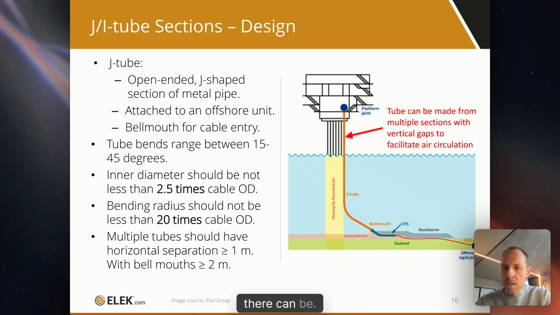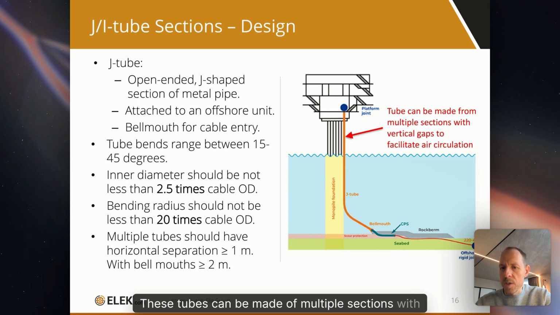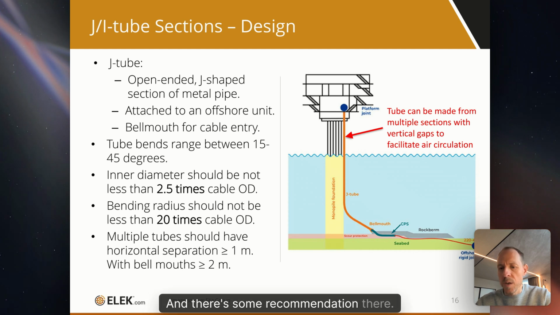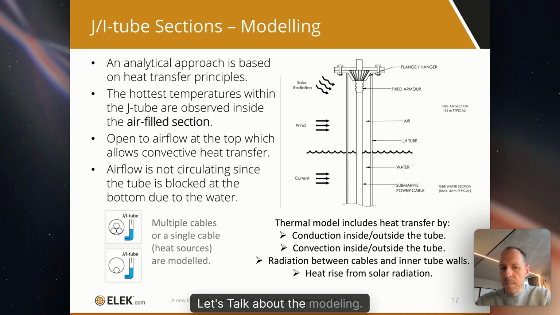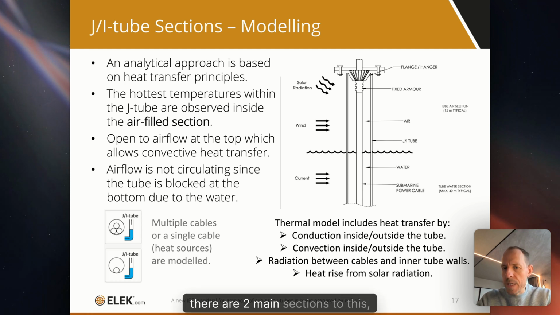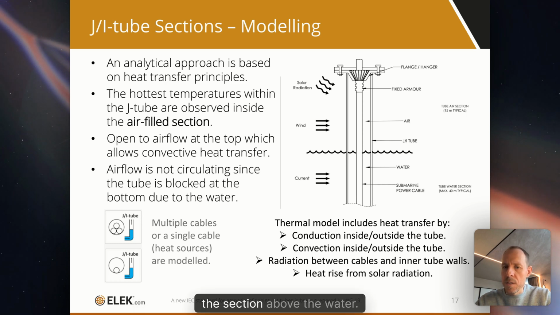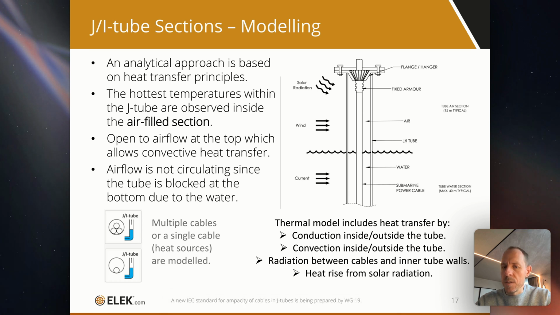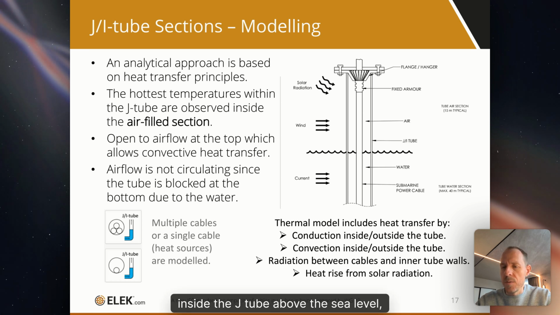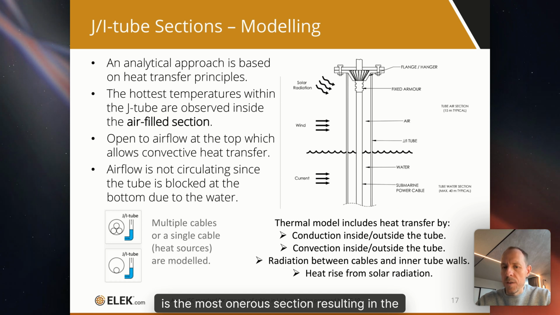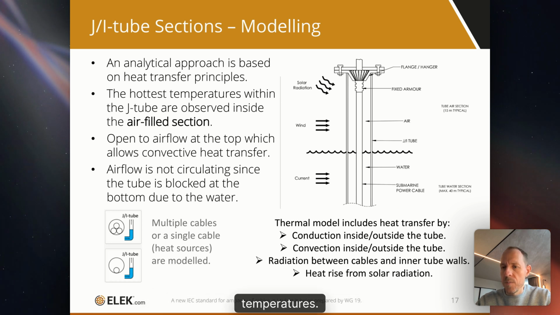And these tubes can be made of multiple sections with vertical air gaps to facilitate air circulation, and there's some recommendation there. Let's talk about the modeling. In terms of the thermal modeling, there are two main sections to the J-tube. There's the section below the water and there's the section above the water. The section where the cable is inside the J-tube above the sea level is the most onerous section, resulting in the lowest current ratings or the highest temperatures.